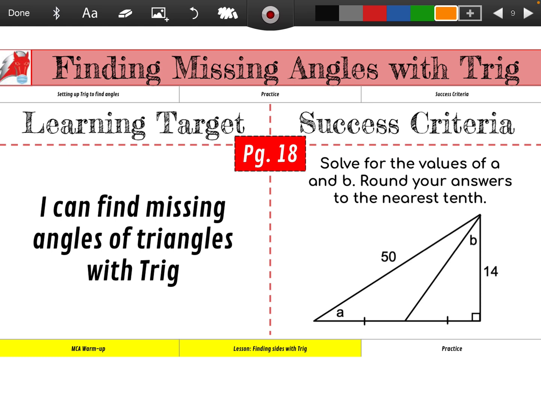We are on part 2 of finding trig. We did sides already, and now we're going to find angles. At the end of this, you're going to be able to find anything that's a right triangle. As long as you have the information, you can find a missing side and a missing angle. Hoorah, right? So page 18 to work on that. I'll give you a second. Pause the video if you need to get yourself organized, and off we go.